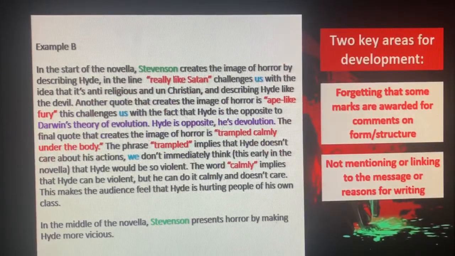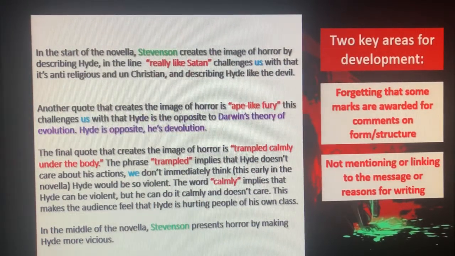Key targets for this candidate then: forgetting that some marks are awarded for comments on form or structure, or not mentioning or linking to the message and reasons for writing. How would I correct that? What would I do to improve? Well, once again, I've split this answer up into its key quotes, and you'll notice only one of them is really analysed in much depth.